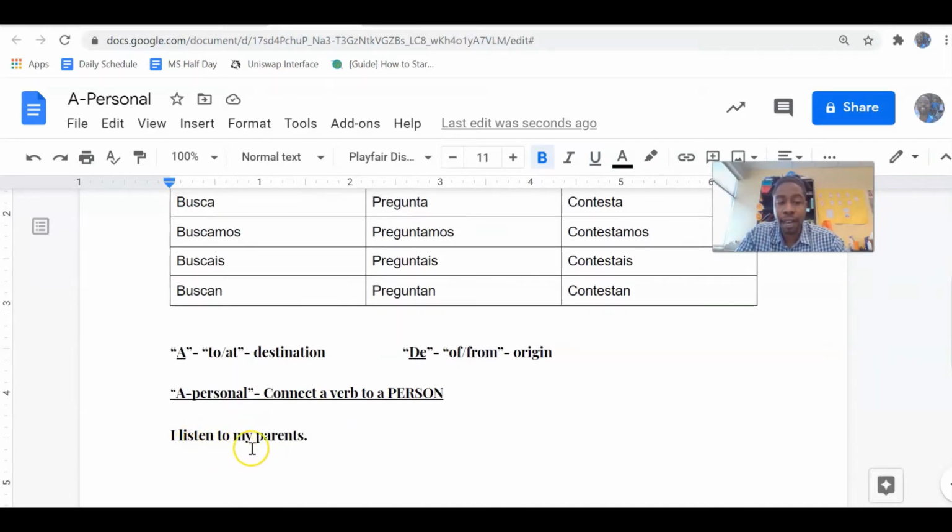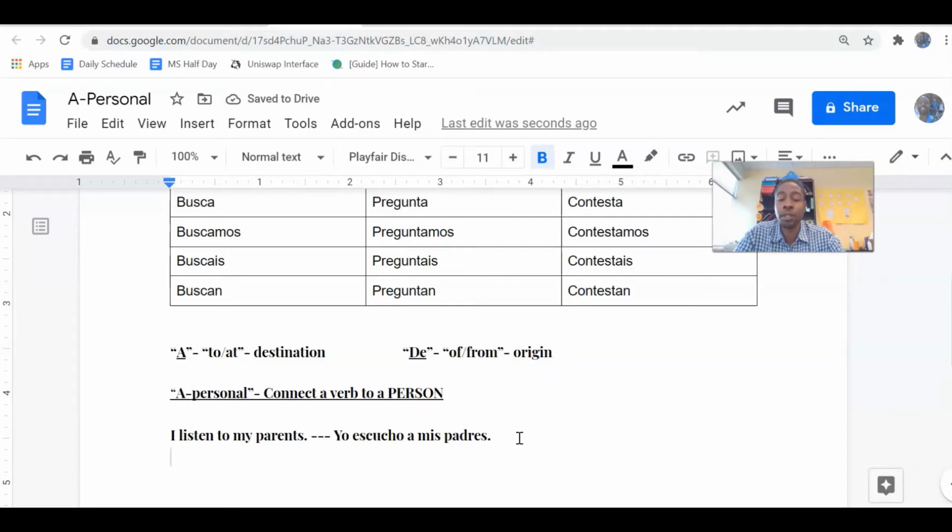But using this one to say, I listen to my parents, what we're going to say is, yo escucho a mis padres. I like this example because it works exactly the way it does in English. I listen to my parents, my parents. You guys see that? So here I do use a to connect my parents to I, or I listen. So let's try this with a few other things.